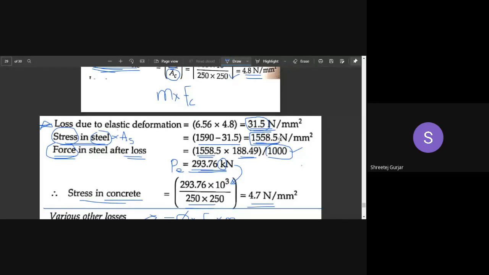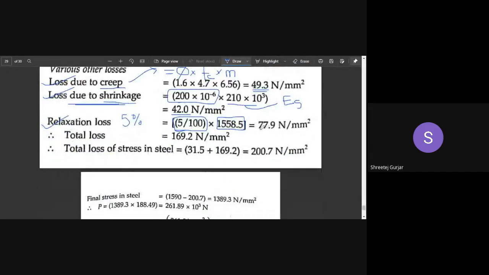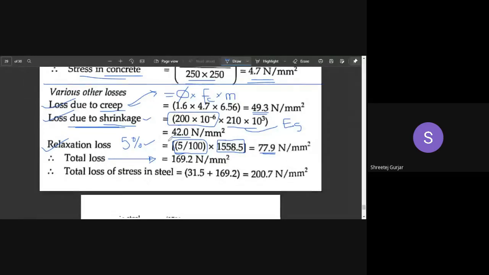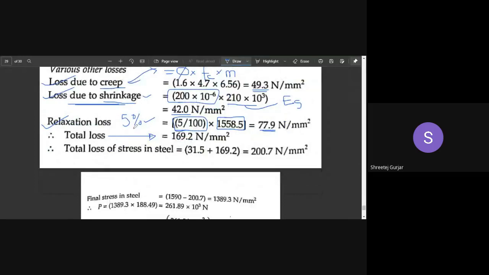Stress in steel after your losses, 558.5. So that stress we have considered. So 5% of that will be 77.9. So all the losses we have calculated. Now calculate the total loss. Total loss will be how much? Addition of creep loss, addition of shrinkage loss, addition of relaxation loss. So that is equal to 169.2 Newton per mm squared. So this is a summation of all these three losses.